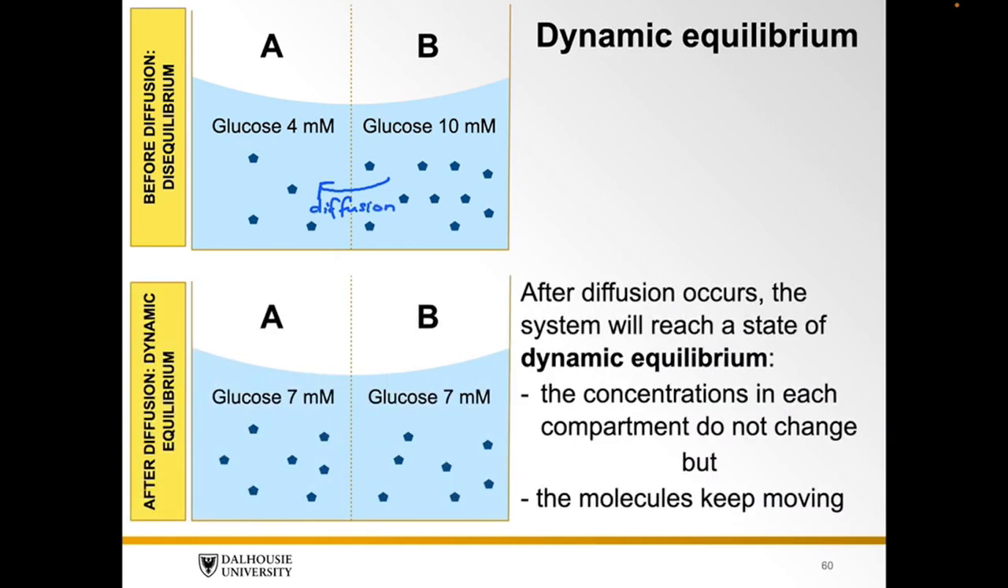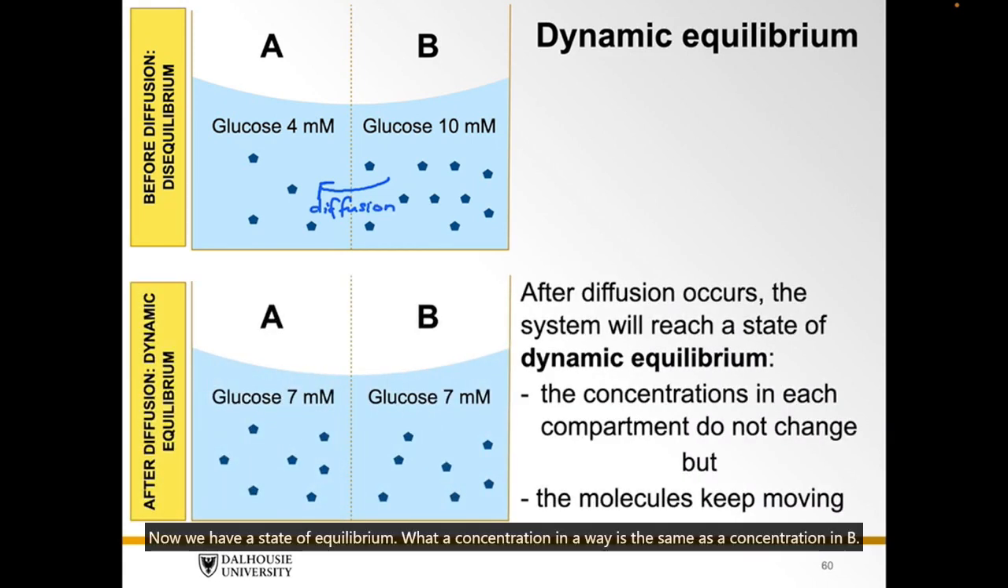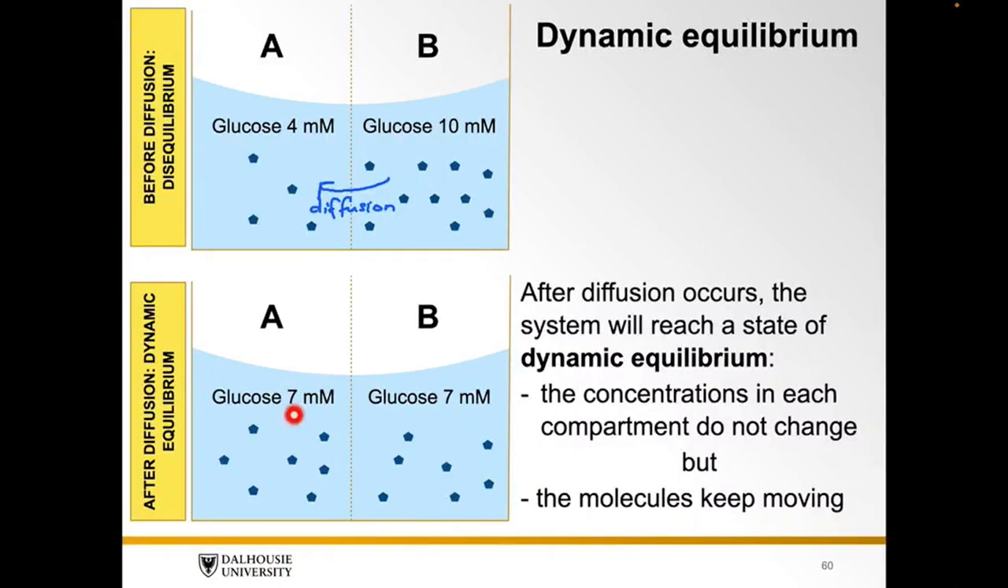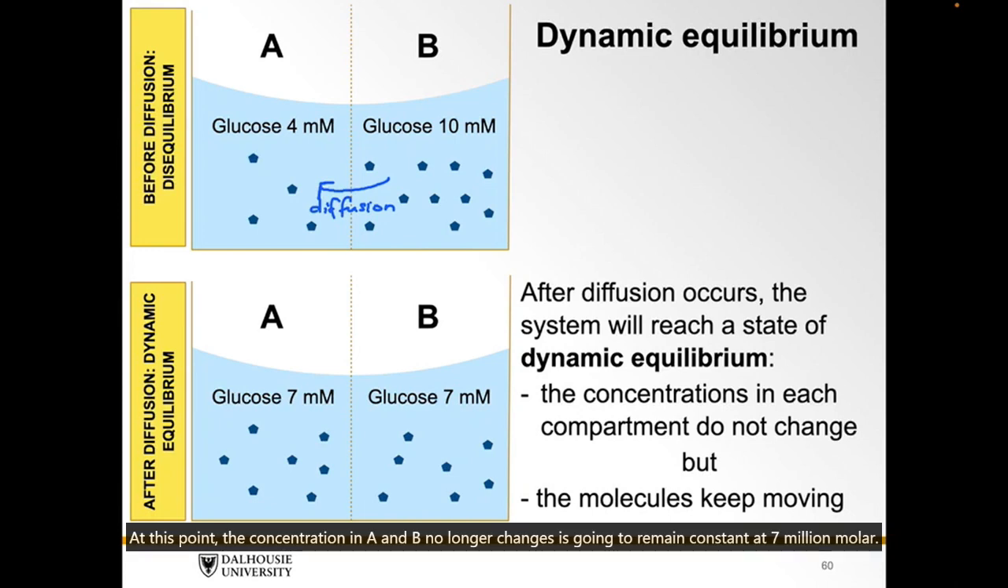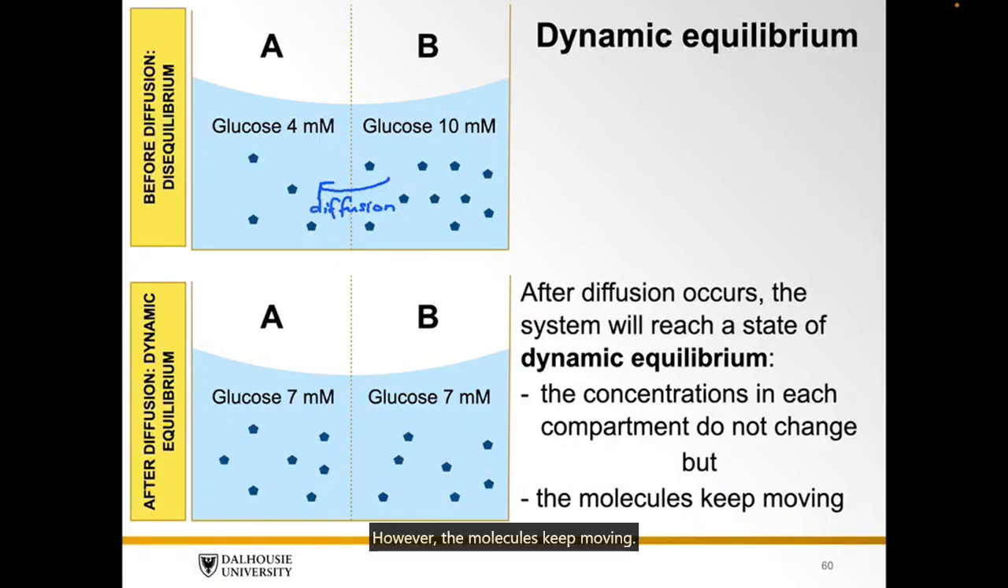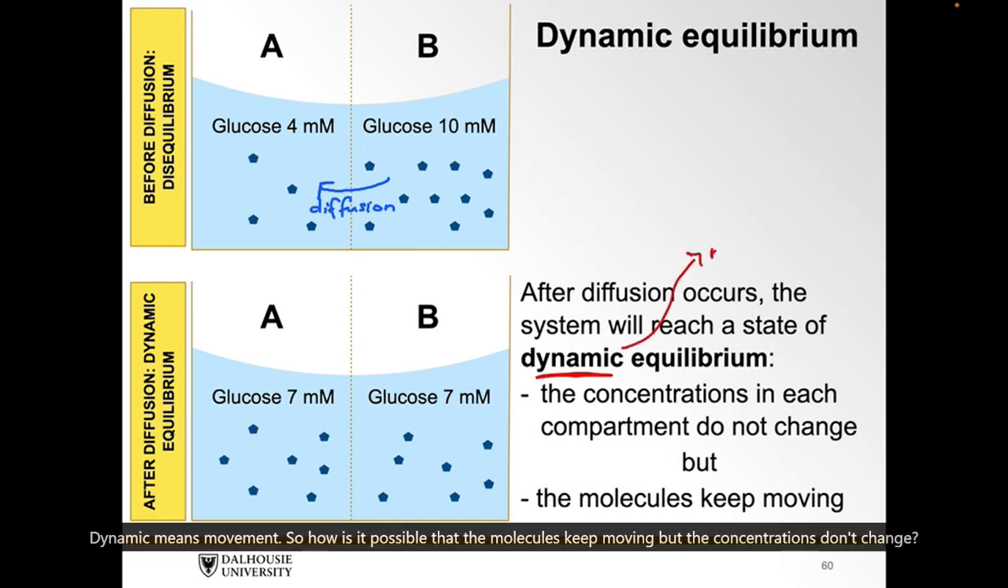So once diffusion has had time to happen, now we have a state of equilibrium, where the concentration in A is the same as the concentration in B. It's 7 millimolar on both sides of the membrane. At this point, the concentration in A and B no longer changes. It's going to remain constant at 7 millimolar. However, the molecules keep moving. That's why we call it dynamic equilibrium. Dynamic means movement.